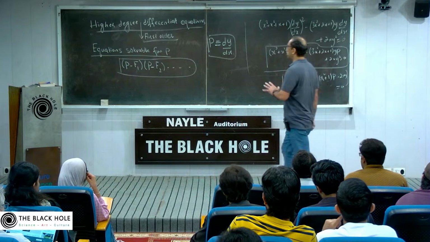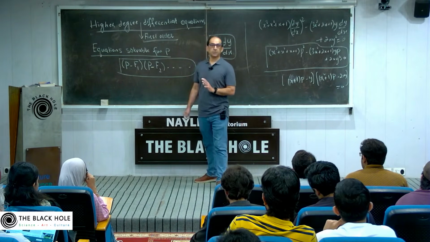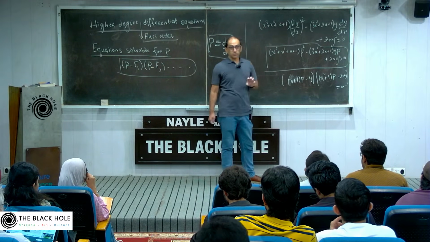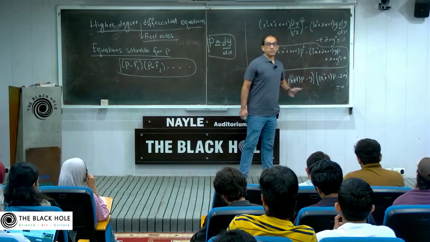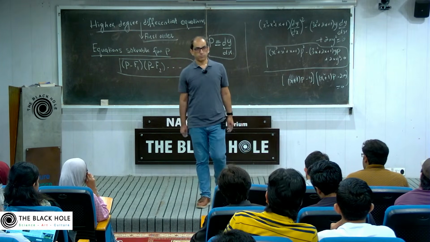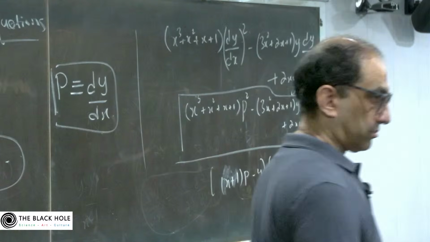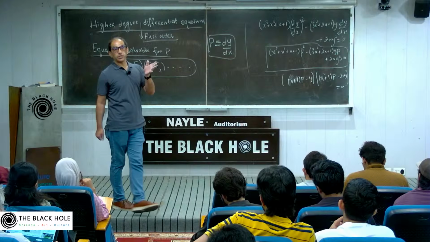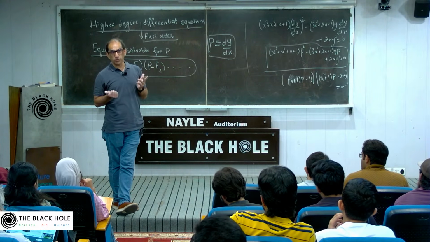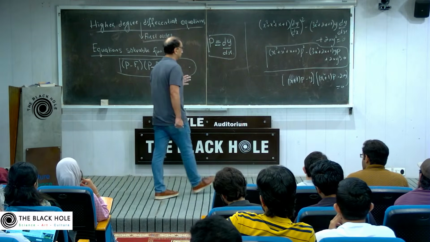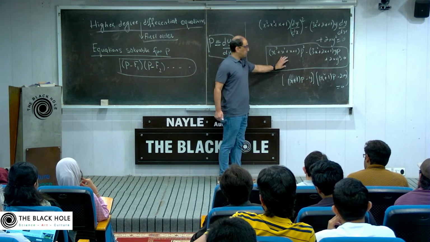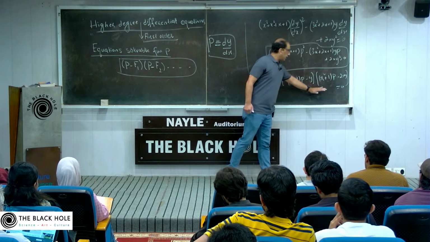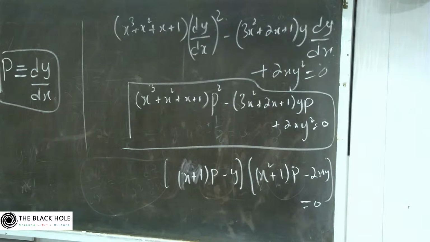So equation solvable for P assumes that you are given an equation which can be factorized. If it cannot be factorized, then we can't talk about anything. We are not saying that any higher degree equation written in any form can be solved using this method. No. As long as I am given a higher degree equation and I can factorize it, then I can solve it. I thought maybe we could write it in terms of complex solutions.